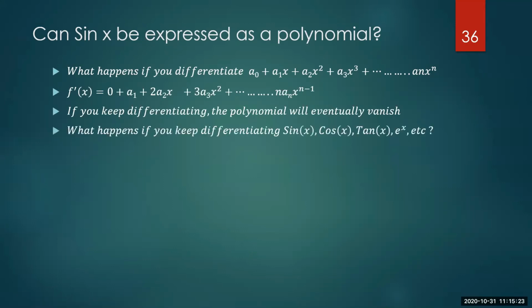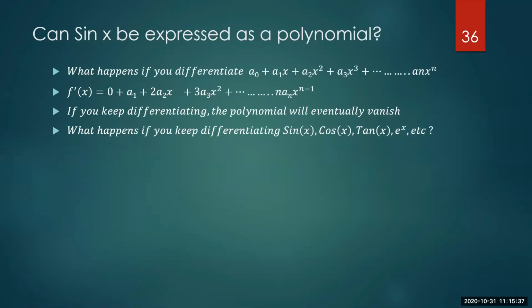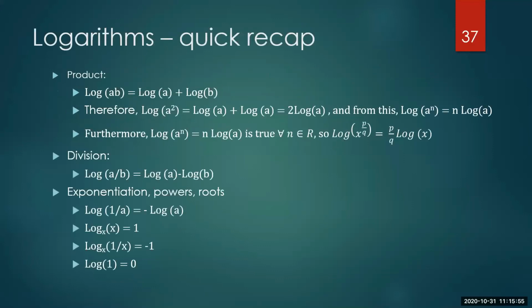But if you keep differentiating sine of x, cos of x, tan of x, and e to the x, and we'll talk about e to the x in a minute, you can keep differentiating those functions indefinitely. So that would suggest that sine of x cannot be expressed as a polynomial, and that is true. It can't be expressed as a finite polynomial. That was just a couple of questions for you to think about over the break. Okay, so let's move on then.